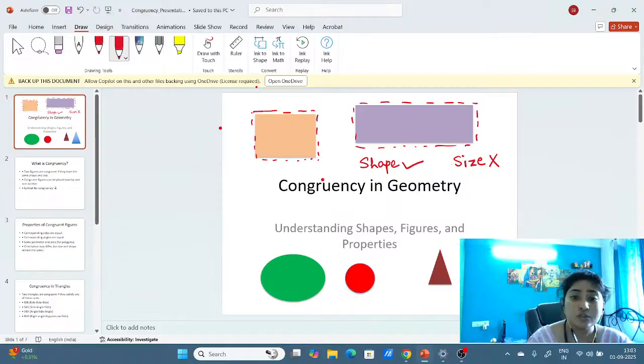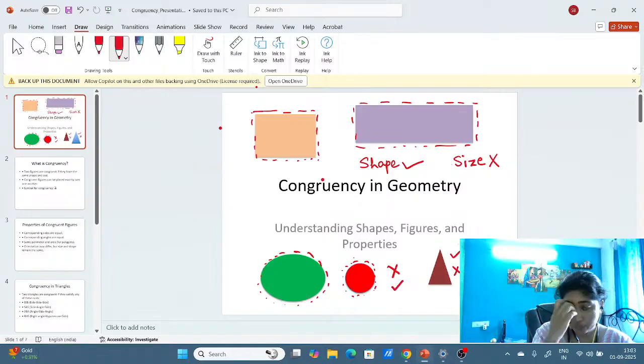Then just notice this one and this circle. What about them? Do they have same size? No. Do they have same shapes? Yes. Like that, in these two triangles also you can observe they have same shape but they don't have same size.